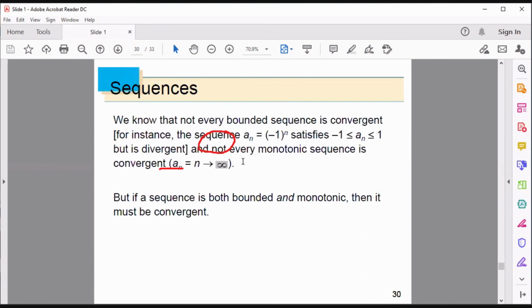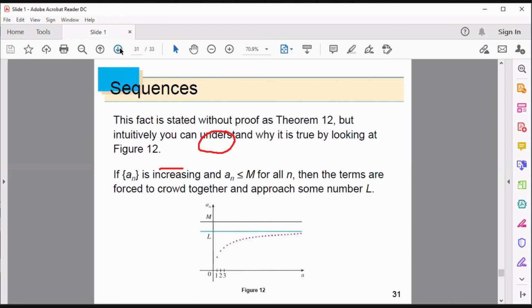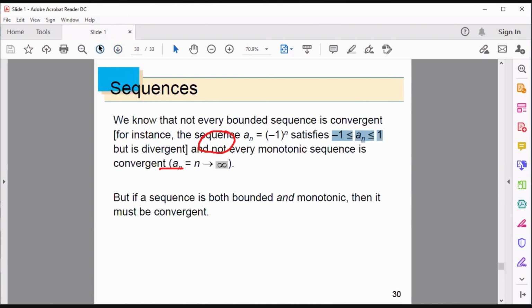However, okay, the sequence is bounded, but we don't have any monotony. That means when we evaluate, sometimes it's 1, sometimes it's negative 1, then it's not a decreasing sequence, and it's also not an increasing sequence. Then be careful, there is no relation between bounded and decreasing or increasing. We have to look at each piece of information on its own. Okay. No relation. We have two independent pieces of information. That means no relation between bounded below or above, and decreasing or increasing.